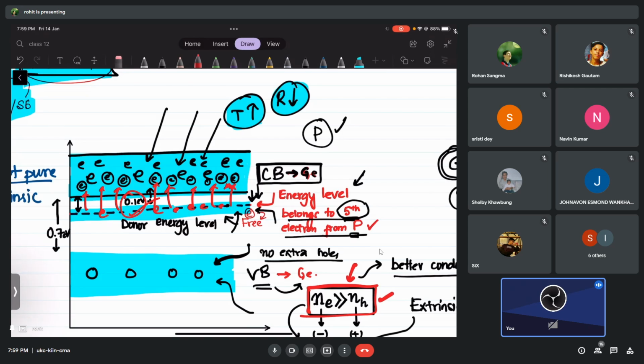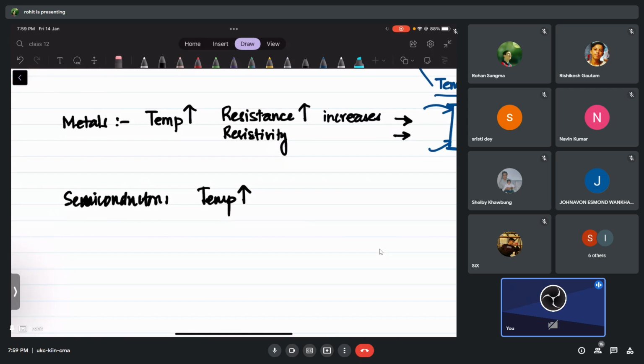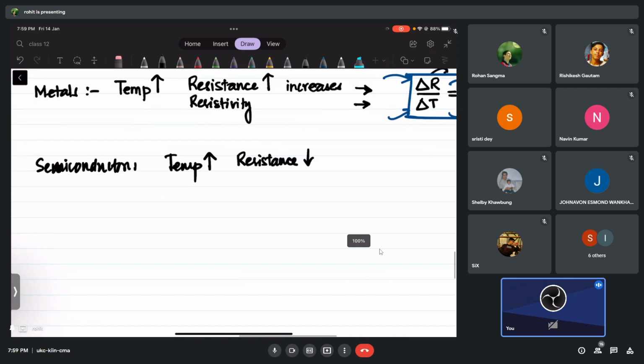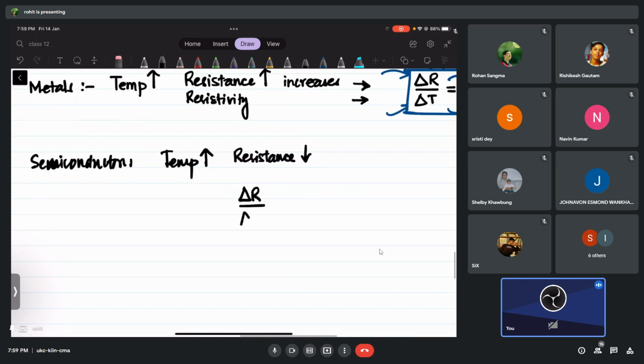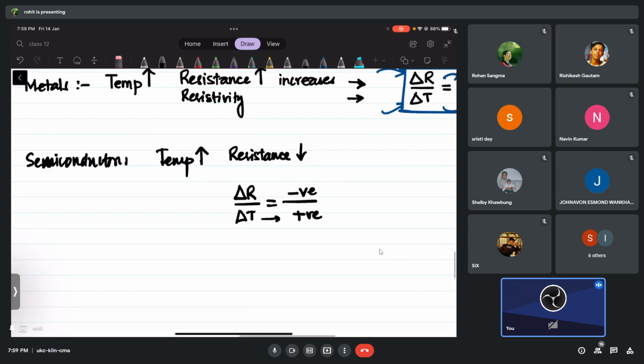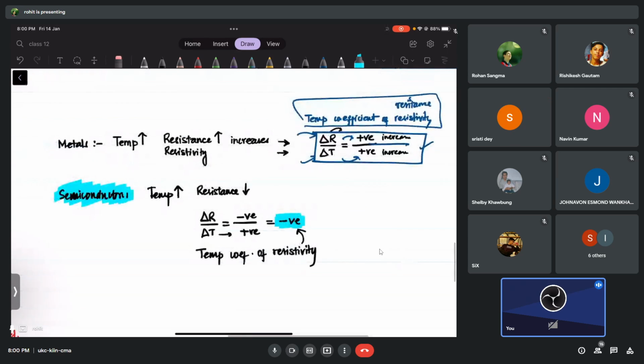So for a semiconductor, what did you learn just now? When temperature increases, the resistance, or let's say resistivity, decreases. So the change of resistance per unit change of temperature, tell me, what is this? If temperature increases, what about resistance? Decreases. So it is positive or negative? Negative. So the whole thing becomes negative. That's why I wrote temperature coefficient of resistivity or resistance is negative for semiconductors, and for metals it is positive. Can you understand, Rishikesh?